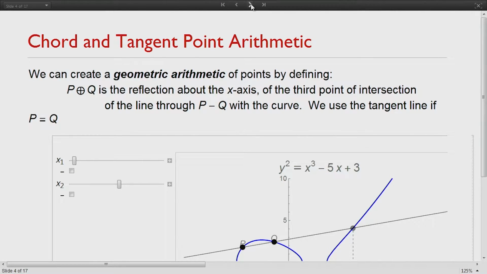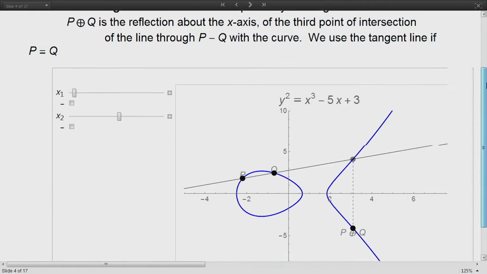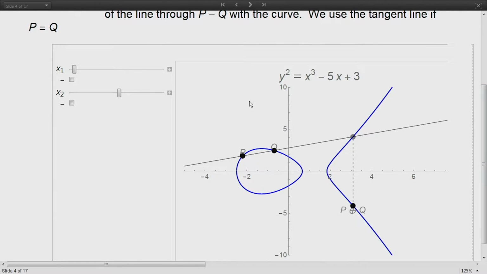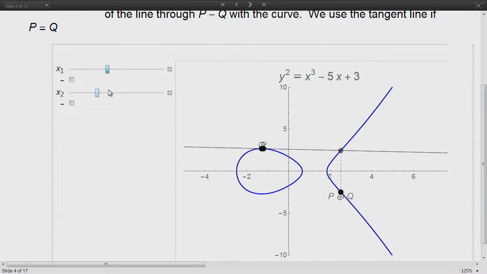We can create a geometric arithmetic of points by defining the sum of points as the reflection about the axis of symmetry of the third point of intersection. And so here's a little example. And we need the reflection, not just the third point of intersection of a line between 2 points, in order to get an identity and inverses, as we'll see. So we can change these around. And then what happens when the points are the same? Well, we can use the tangent line. And this gives us a nice arithmetic ability to add points on the curve.